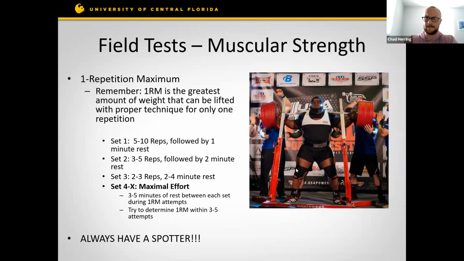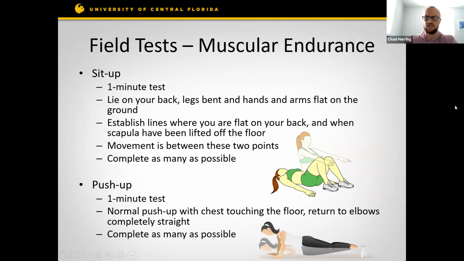Okay. Muscular endurance tests were more common years ago, like the Army fitness test, the military fitness test. They would do a 1 minute test for sit-ups, muscular endurance, and a 1 minute test for push-ups, which is essentially how much you can do in that period of time. And it's isolating, or focused on certain muscle groups.